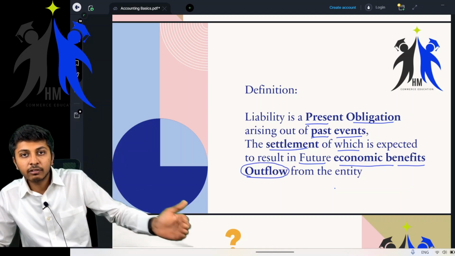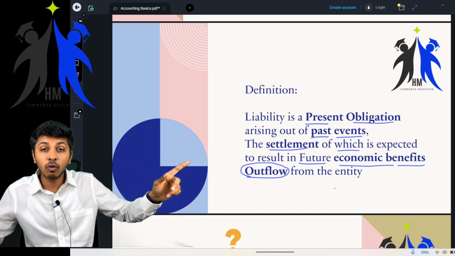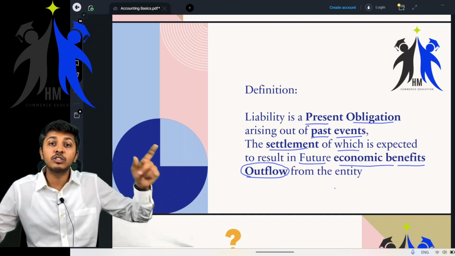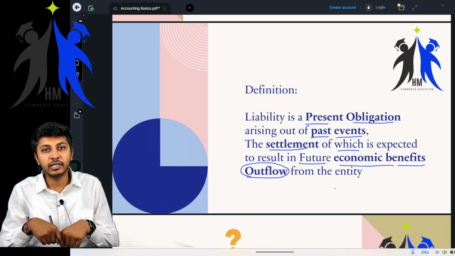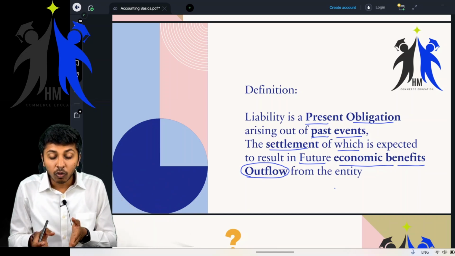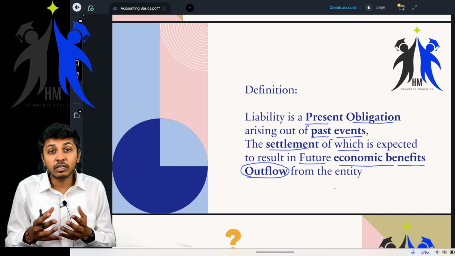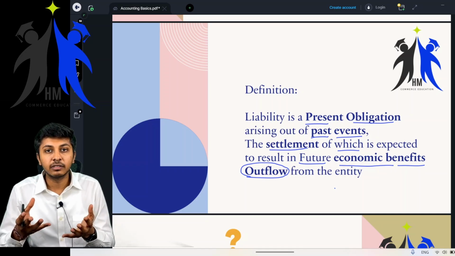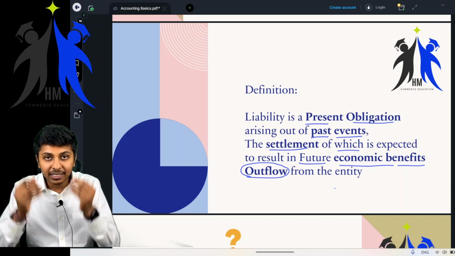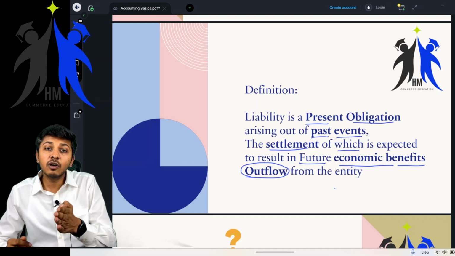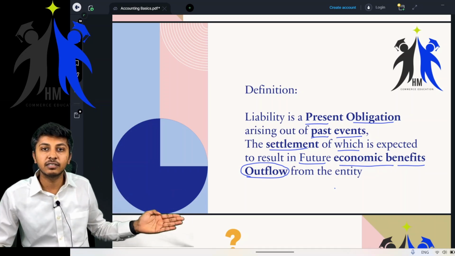If you compare it with asset, which was a resource owned and controlled by the entity, generating future economic benefits into the entity, inflow into the entity. Correct? Now, what is liability? Liability is not a resource. Liability is an obligation. It's a duty. It's a present obligation arising out of past events.